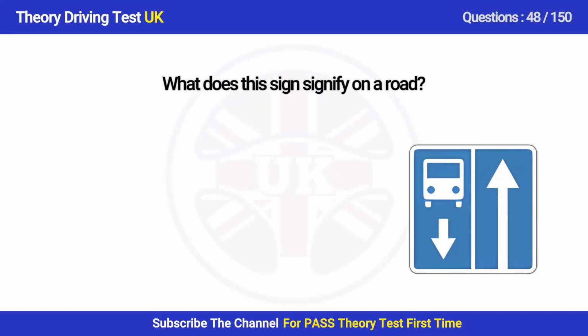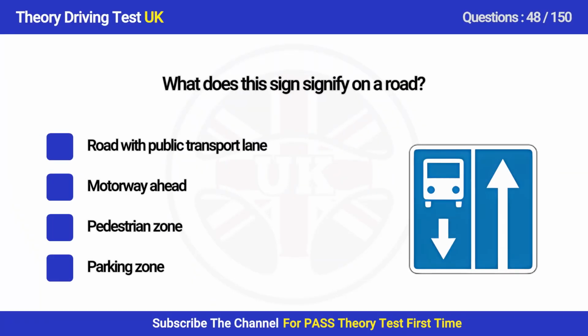Question 48. What does this sign signify on a road? A. Road with public transport lane. B. Motorway ahead. C. Pedestrian zone. D. Parking zone.